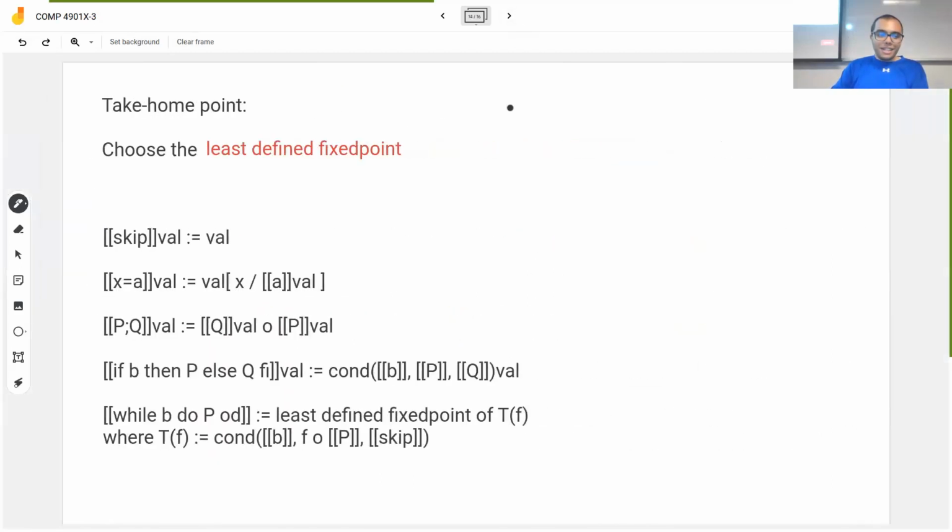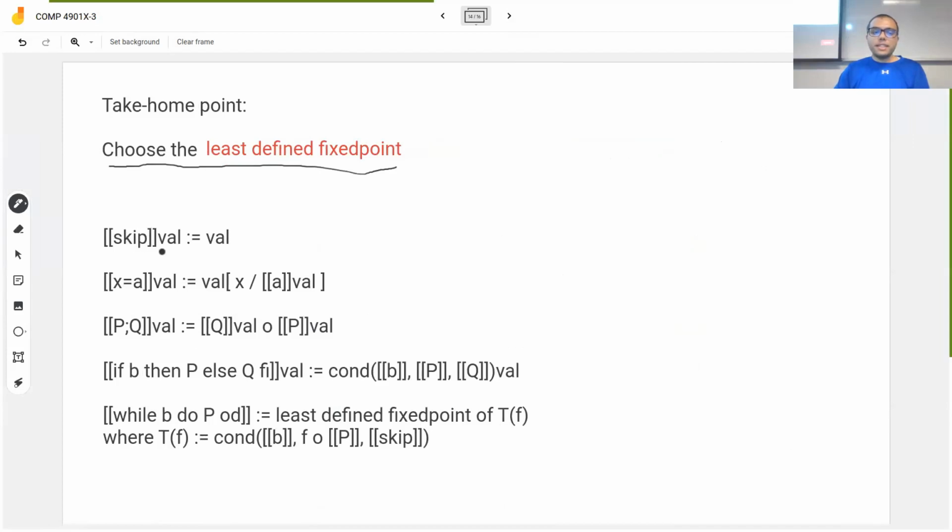So finally, that's all I want you to remember from this session. If you cannot do the proofs, it's fine. Remember that we take the least defined fixed point. Okay, so these are now our semantics. These are our denotational semantics.